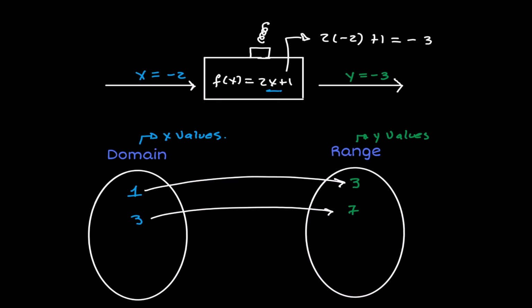And if we would like to visualize this relationship, when we consider the point in the domain of x value being equal to -2, we were able to match it up, or we were able to create a relationship with an output. And this output was -3.